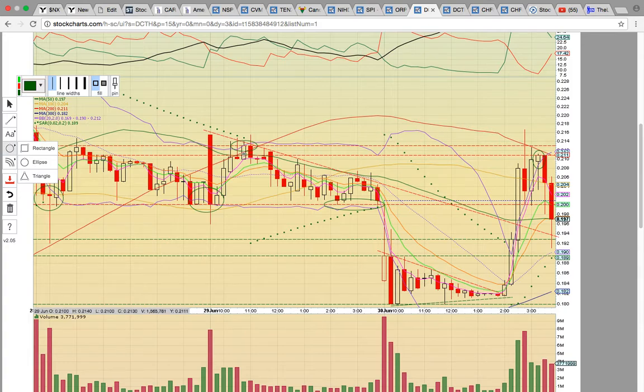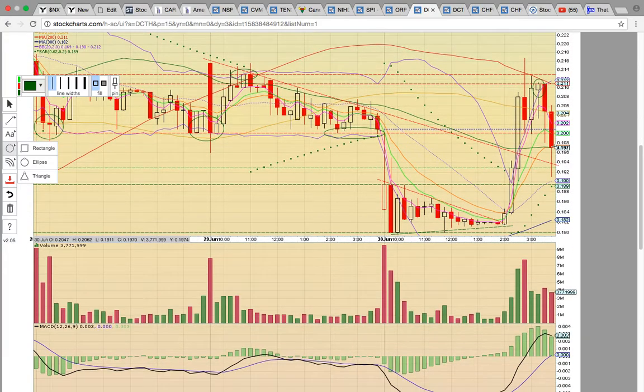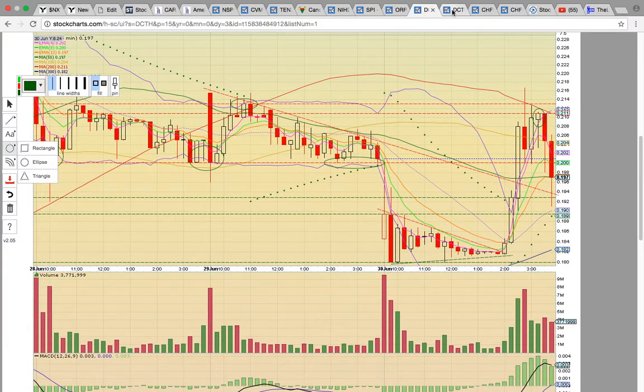Notice that the 200 is lined up here with the high close on the 29th, so that's going to be the big level to break. It's got to get above 21.4, and then it could break out higher, so keep an eye on it.